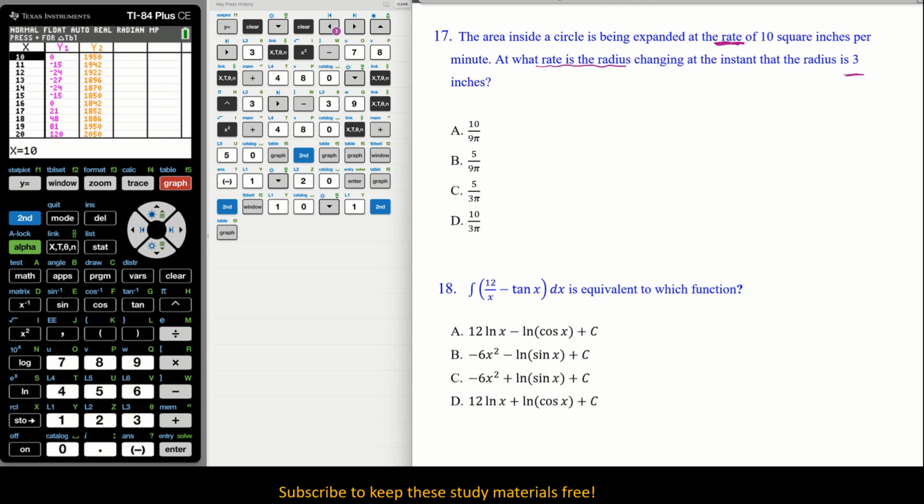We're saying that the rate of the area at time t is equal to the rate of change of the area with respect to the radius times the rate of change of the radius with respect to time. That's a lot to wrap your head around if you haven't done these.